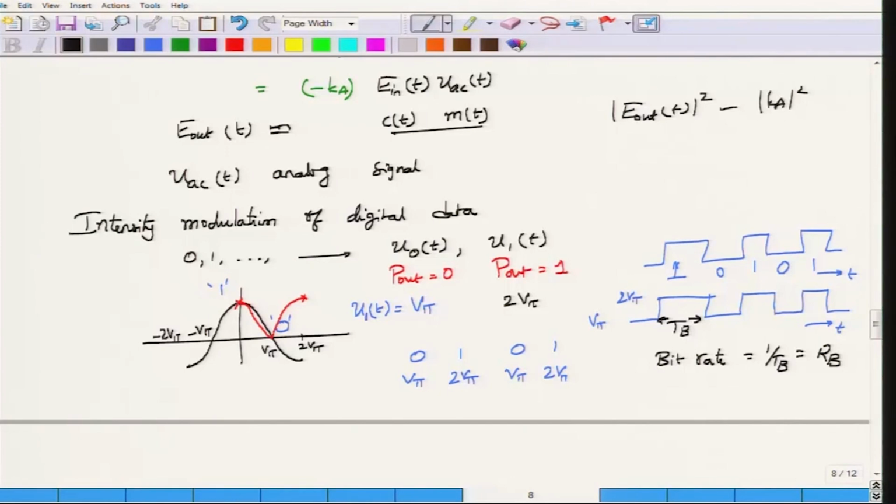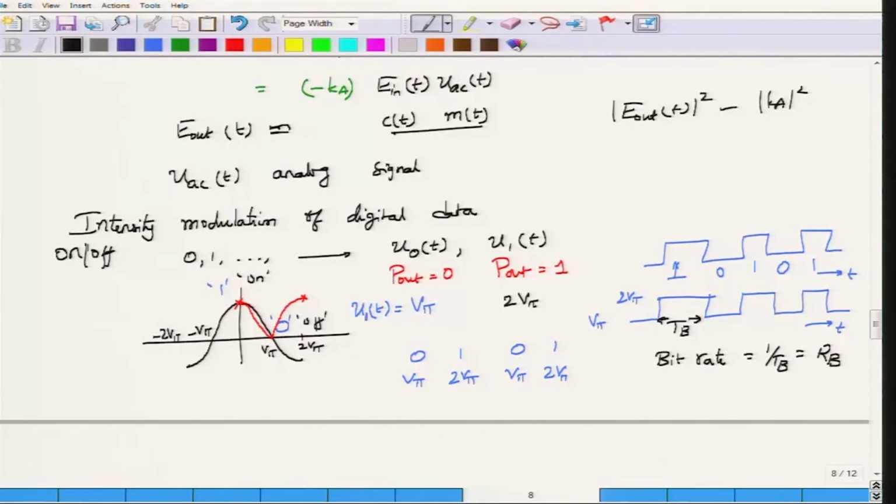In each time window of TB, I am sending one pulse, and each such pulse would carry 1 bit. So, therefore, the bit rate of this intensity modulation or on off keying. Why is this called on off keying? Well, since you are moving between the on point of the Mach Zehnder modulator and transitioning from on to the off point of the Mach Zehnder modulator, this is called on off keying.